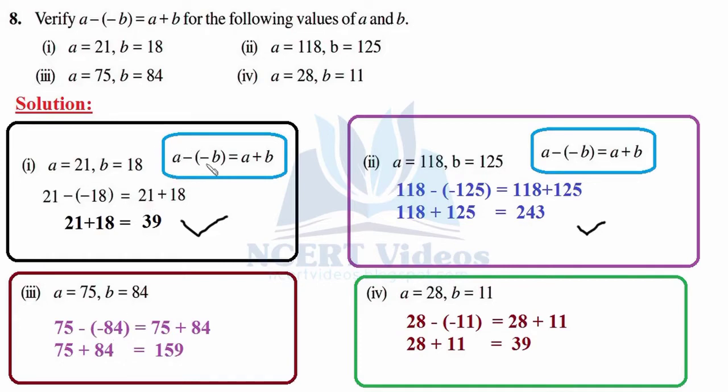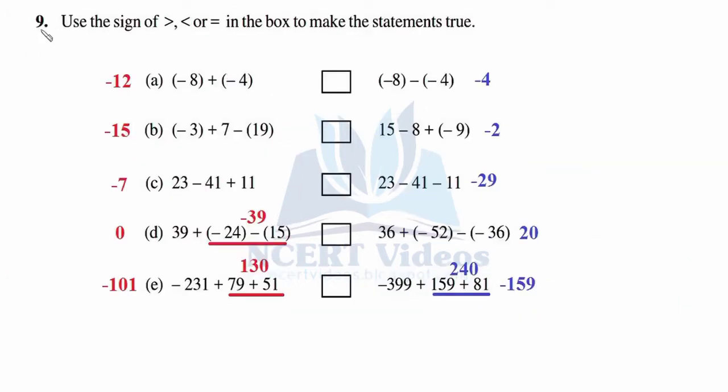Third one, a is equal to 75, b is equal to 84. Substituting the values, 75 minus (minus 84) is equal to 75 plus 84. Minus minus plus, 75 plus 84 is equal to 159. Fourth one, a is equal to 28, b is equal to 11. 28 minus (minus 11), we will get 28 plus 11 on the other side. Here again minus minus plus, so 28 plus 11 is equal to 39. Okay, all the answers are verified.